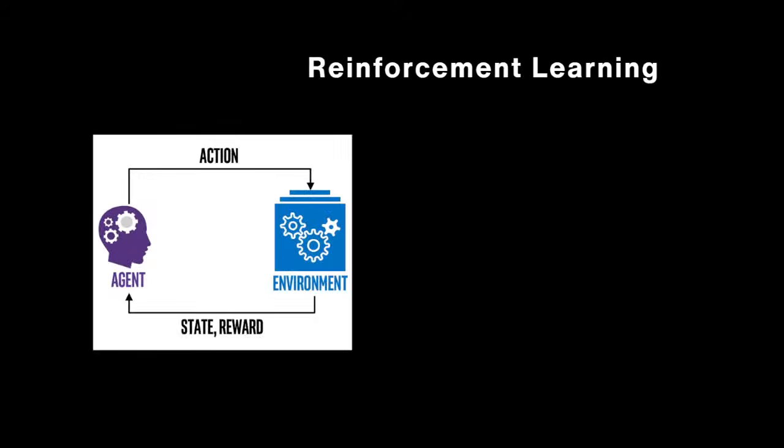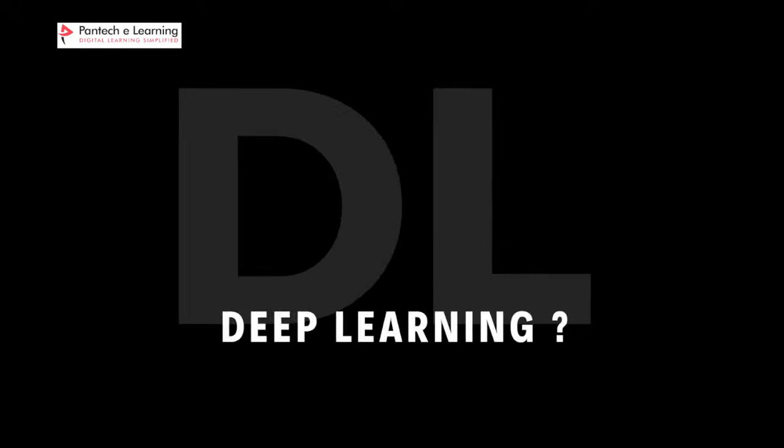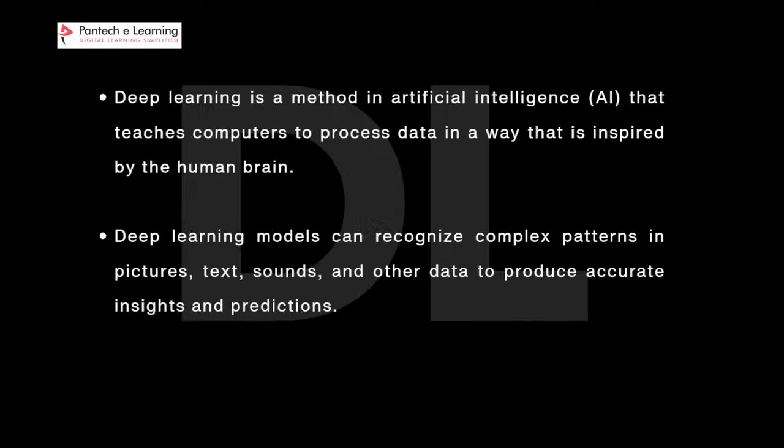Okay, this is machine learning basically, and now we are going to learn deep learning. Machine learning and deep learning are very similar concepts. Basically, deep learning is an advanced version of machine learning. Deep learning is a method in artificial intelligence that teaches computers to process data in a way that is inspired by the human brain.